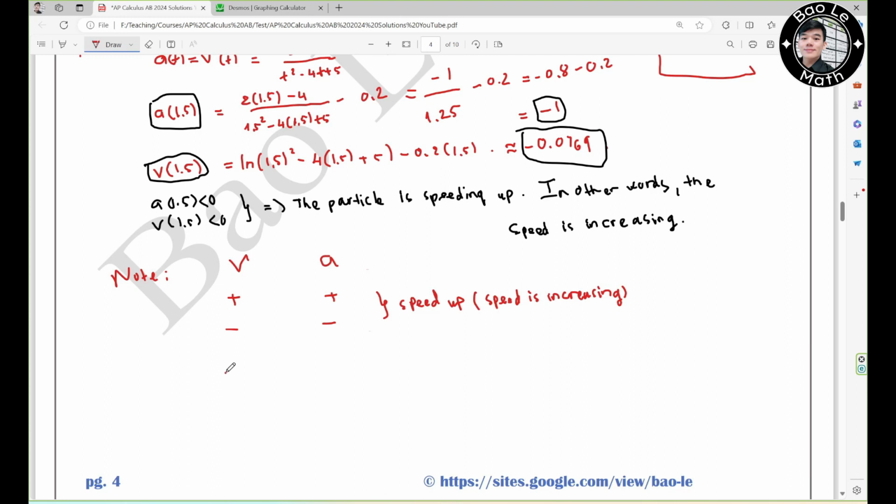Right? If this is positive, this is negative. If this is negative, this is positive. Right? Opposite sign. Slow down. Our speed is decreasing. Same sign. Opposite sign.